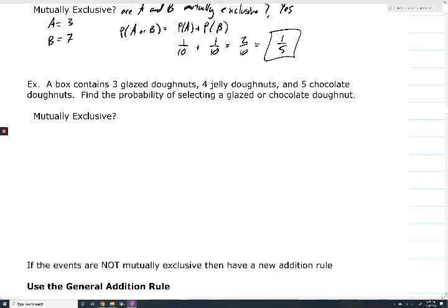Next, a box contains 3 glazed donuts, 4 jelly donuts, and 5 chocolate donuts. Find the probability of selecting a glazed or a chocolate donut. First, are they mutually exclusive? Yes, it does not say anything about chocolate glazed donuts. Only glazed and chocolate, so those are separate things. So we have event A, which we'll call glazed, and B, which will be chocolate. We are trying to find the probability of A or B.